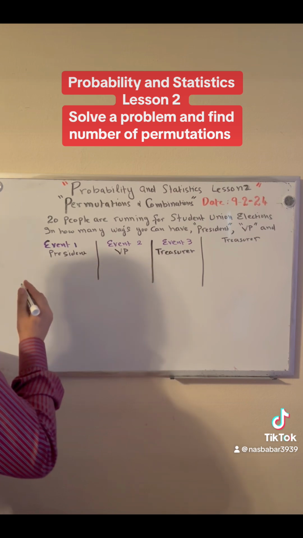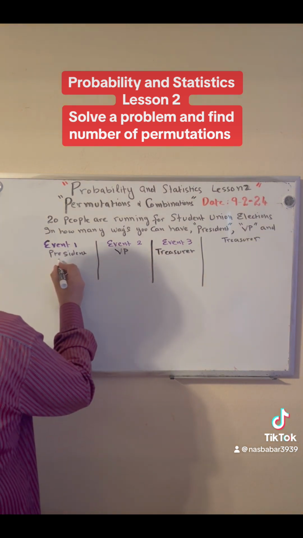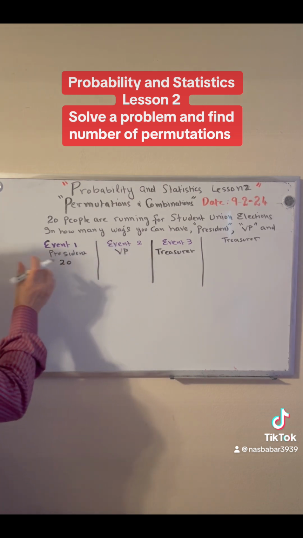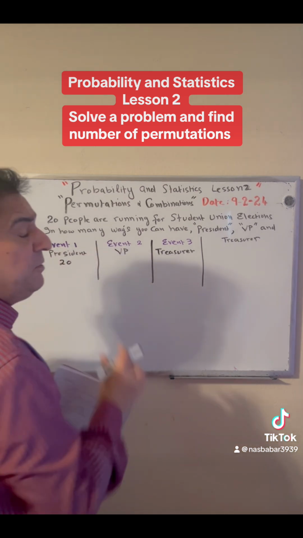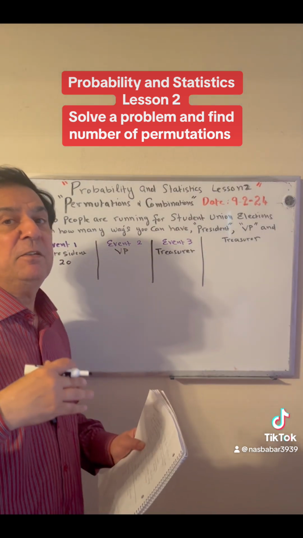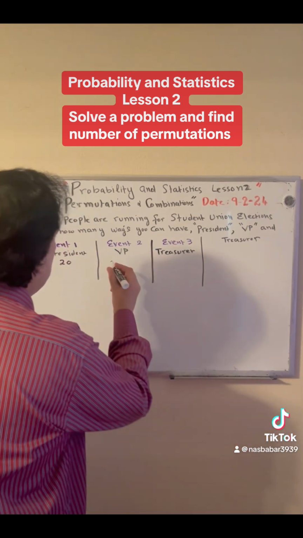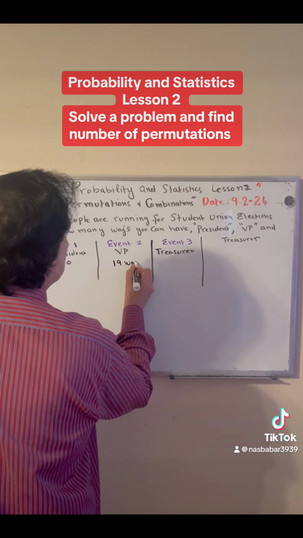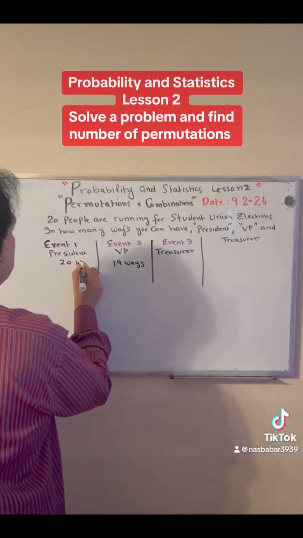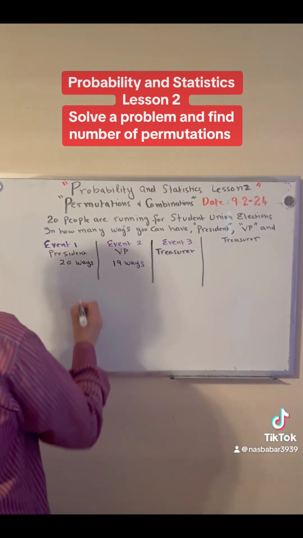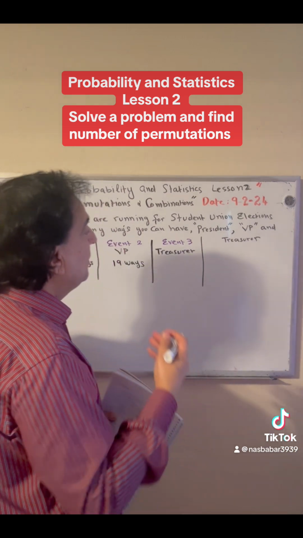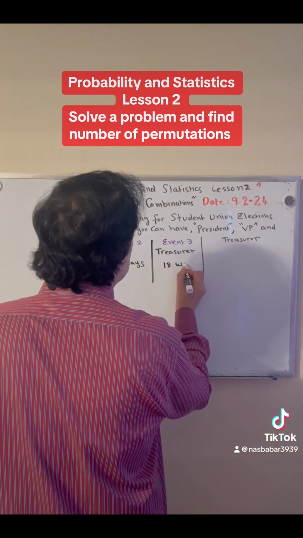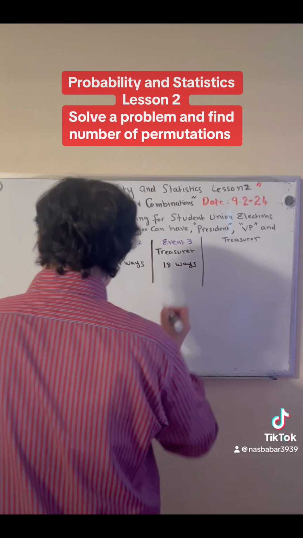can you select a president? Obviously 20 ways. So if you've selected a president, then in how many ways can you have a VP elected? 19 ways, right? And then in how many ways can you elect a treasurer? Obviously 18 ways. There's no rocket science to that.